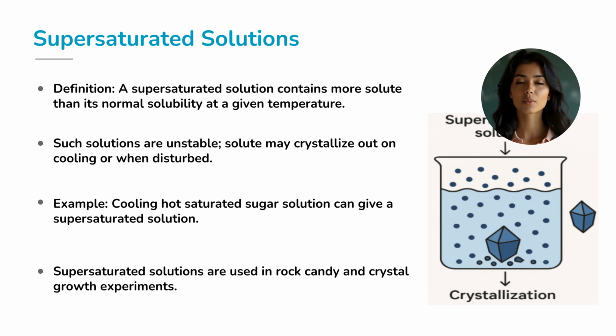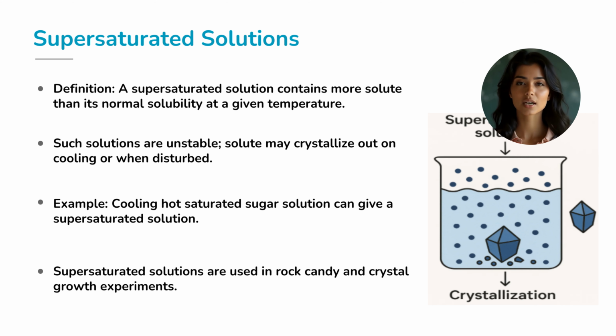Now let's talk about supersaturated solutions. A supersaturated solution is one that contains more solute than its normal solubility at a given temperature. These solutions are unstable. The extra solute may crystallize out when the solution cools or even when it is slightly disturbed. For example, if you cool a hot saturated sugar solution, it can form a supersaturated solution.